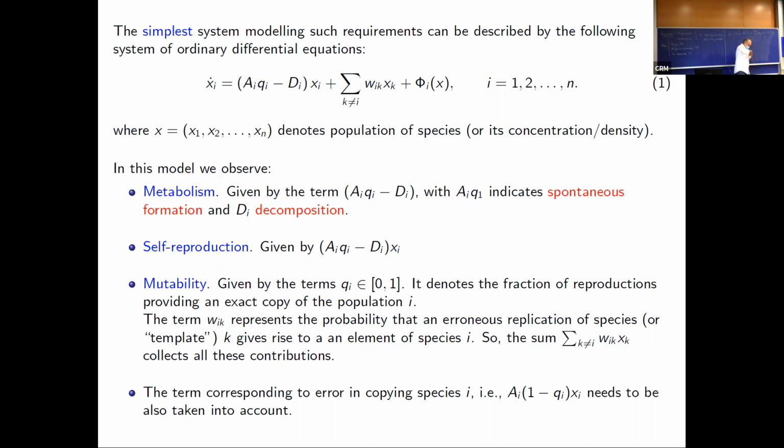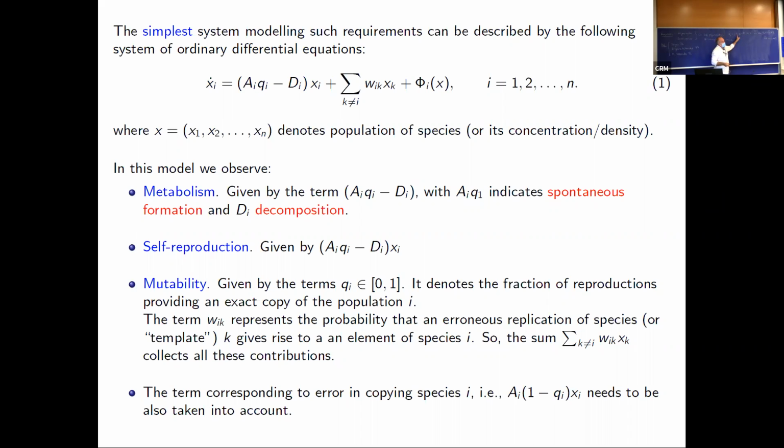Oops, sorry about that. It's K plus a function which depends on all of them. This is, and then you can recognize this is a differential equation. And this is for each one of your species, okay? And it's quite reasonable. Why?